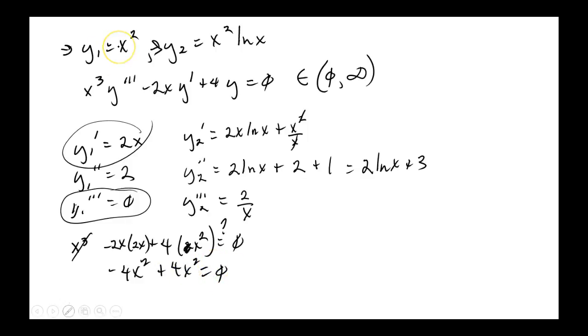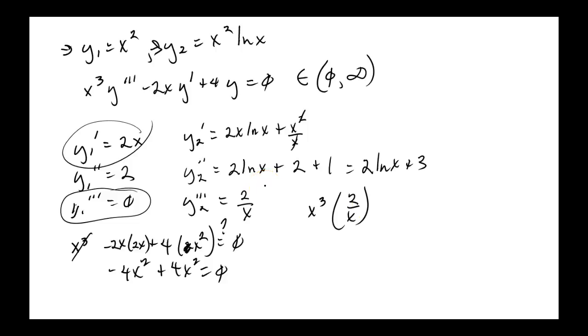So that one fits. Let's see if the other one does. Okay, let's try to get it right this time. X cubed y triple prime, which would be 2 over x. So it'd be 2x squared. I'm sorry? Wouldn't that be 2x squared?